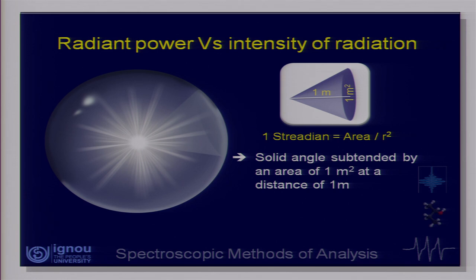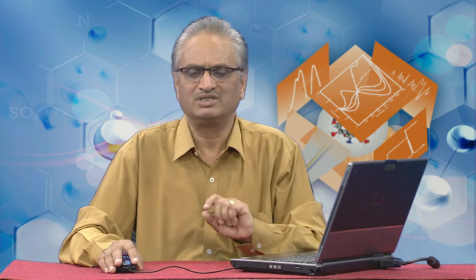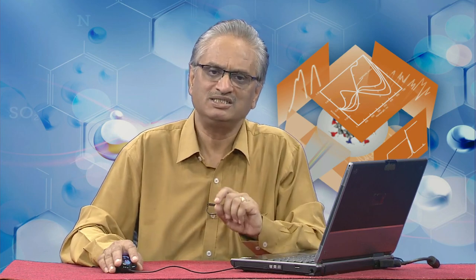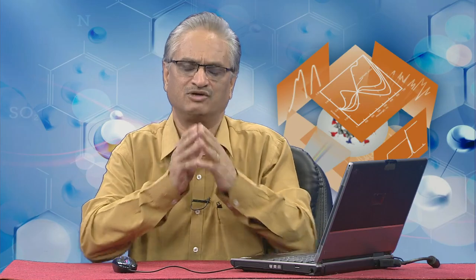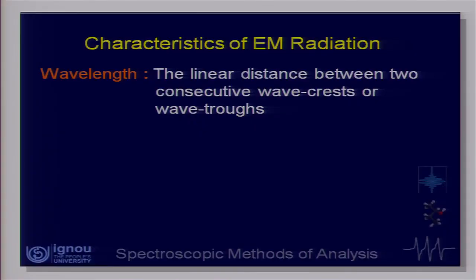So, we have to be very clear whether we are talking about radiant power or the intensity here. Okay. Now, let us move further and see what the other characteristics of EM radiation are. Another important characteristic is the wavelength. Wavelength, as the name suggests, is the length of the wave, and it has been defined as the linear distance between two consecutive wave crests or wave troughs.